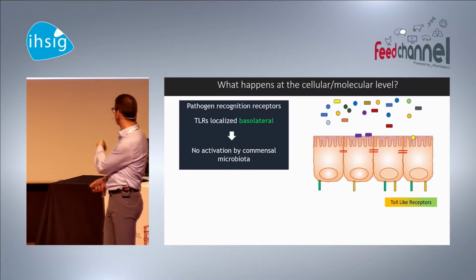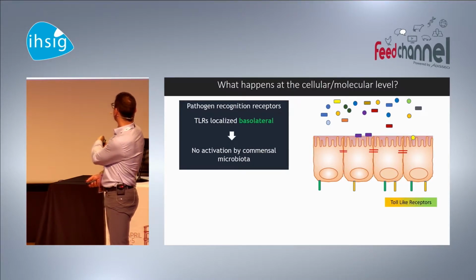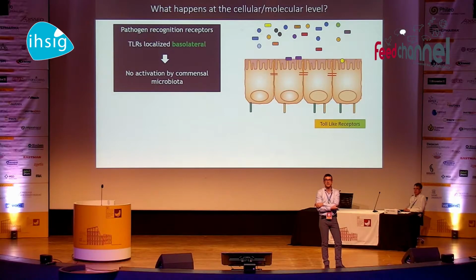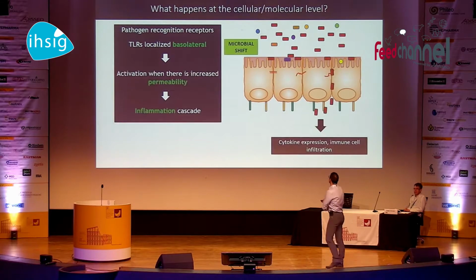with receptors that are basically at the basolateral surface of these epithelial cells, and that will be a trigger for gut inflammation. That's what you can see here.